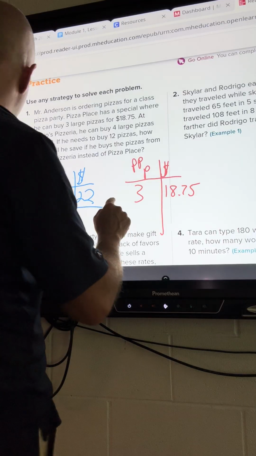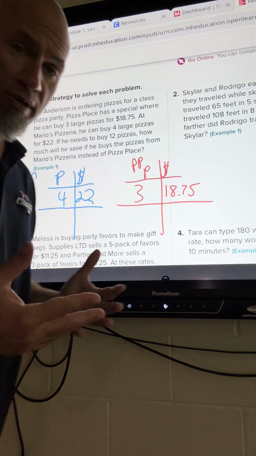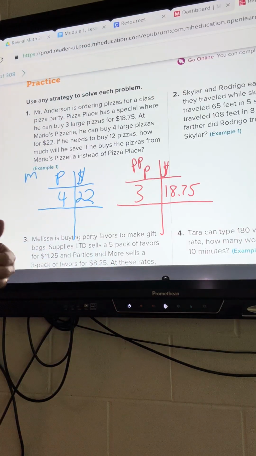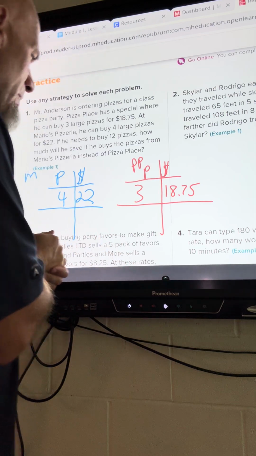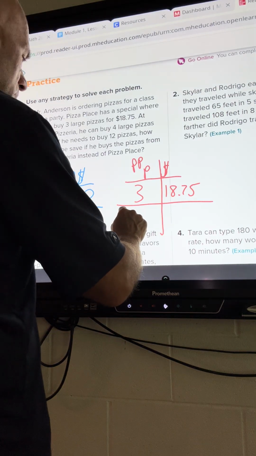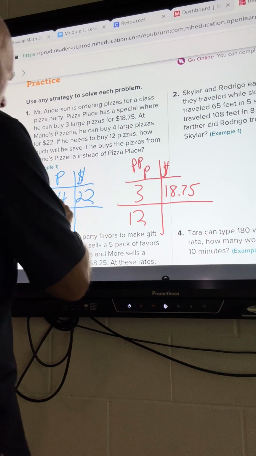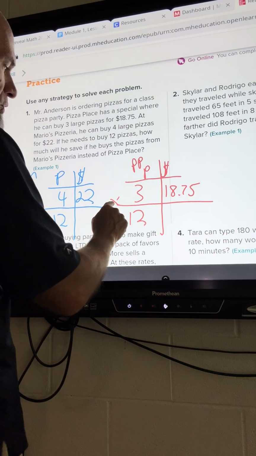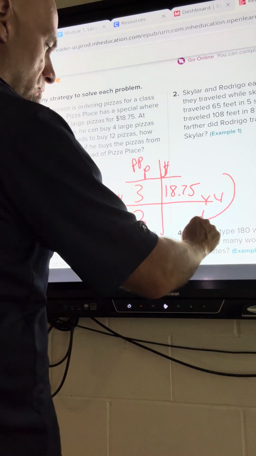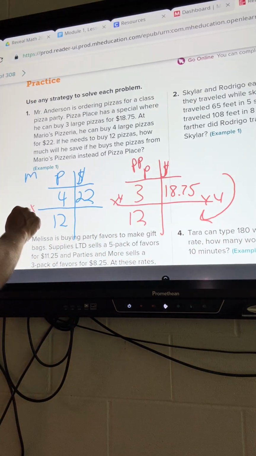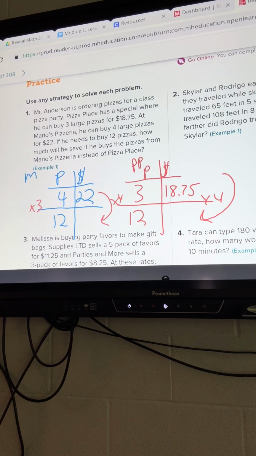Okay, so now we have to do one of two things. We could find the price for one pizza, and then multiply by 12. But I think I'd rather change the 3 to a 12 and the 4 to a 12 here. 3 to a 12 is going to be multiplying both by 4. So you would have to multiply $18.75 by 4 to get your price. And here you multiply by 3. So 22 times 3 is going to get you your price here.